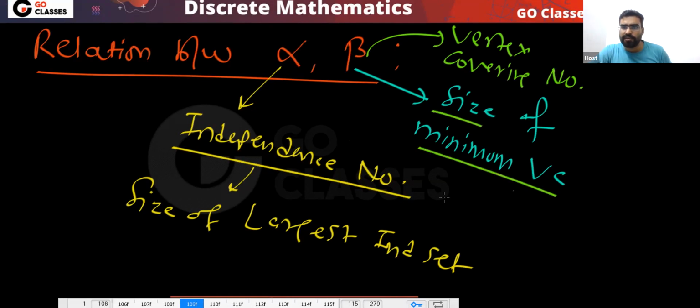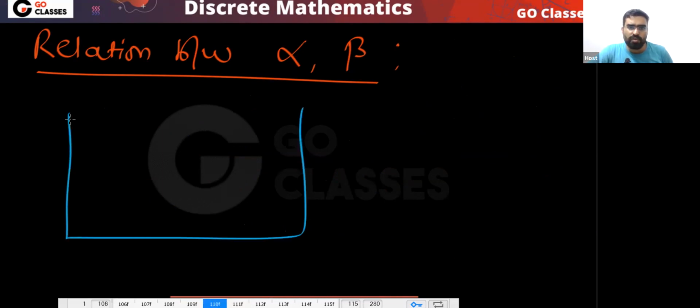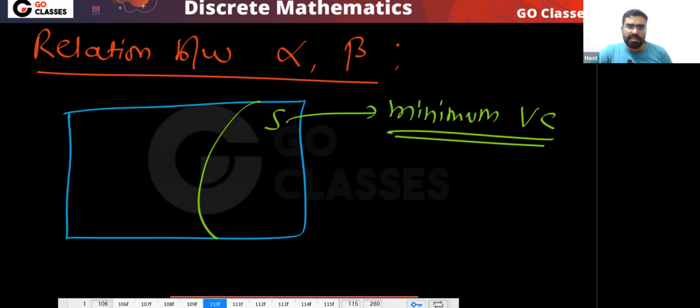Size of minimum vertex cover. Now let's see the relation between these two. So what will be that? Let's assume that this is your largest vertex set, S. Let us assume this is your minimum vertex cover. Then what can you say about V minus S?